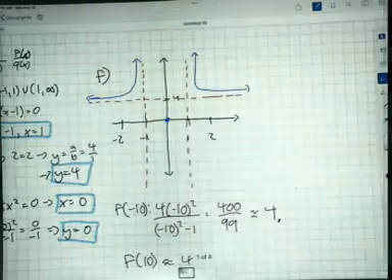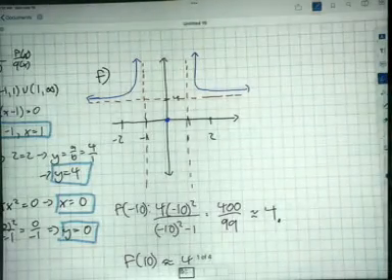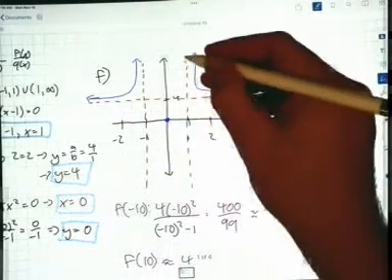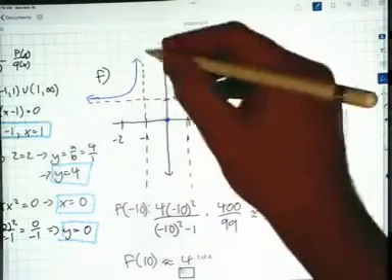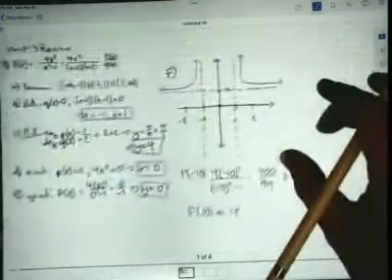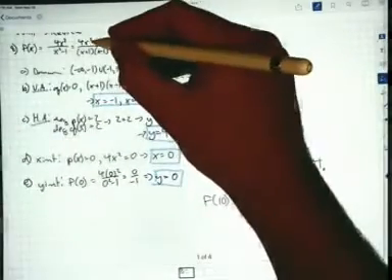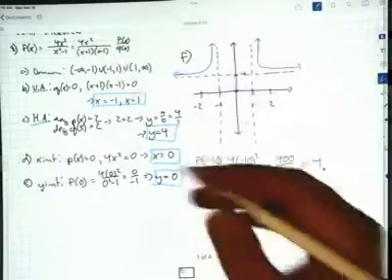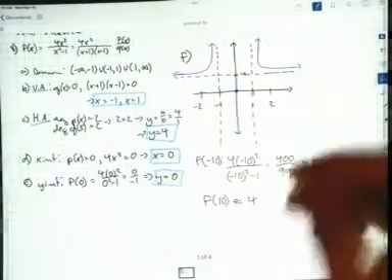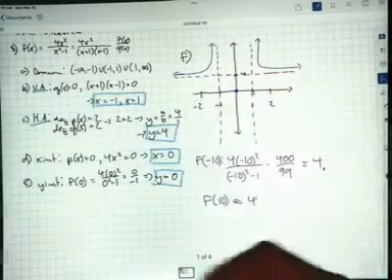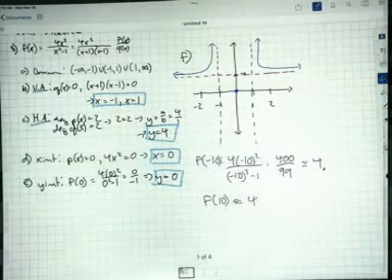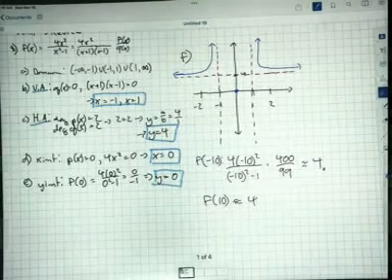And now the question is, what is my function doing here? Is it going to go like this? Is it going to go like this? Is it going to bounce? Let's find out. Well, the interesting thing is up here in the numerator, we have a repeated zero. That x is being squared, so that tells me that the graph is going to bounce. Now, is it going to be above or below the x-axis? I don't know, so we've got to find out.